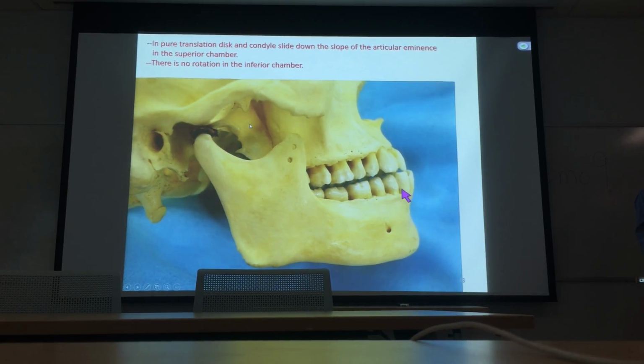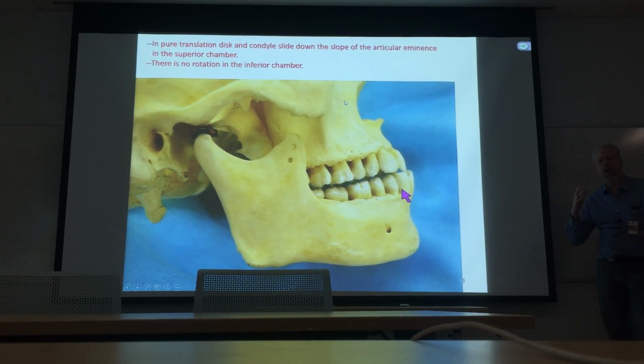There's no rotation in the inferior chamber. What? He calls it the chamber, I think. It's still the joint chamber. No, I think it's because he's talking about pure translation, that there will be no rotation. Okay, because I thought it was more impure.